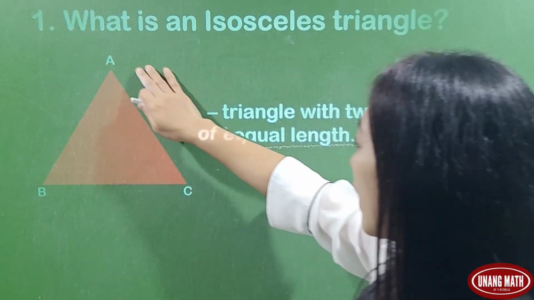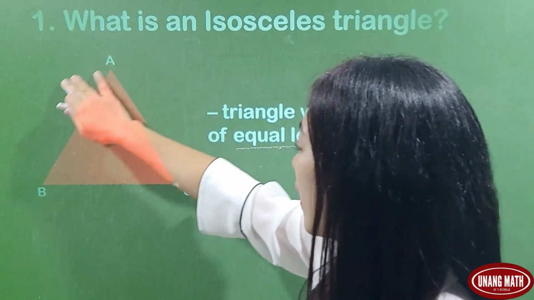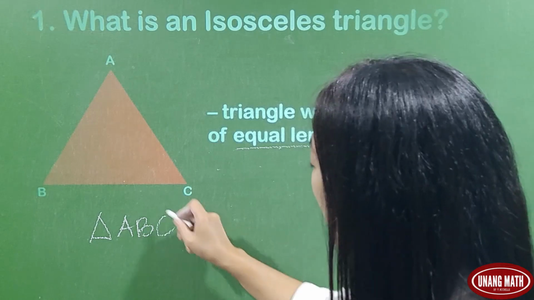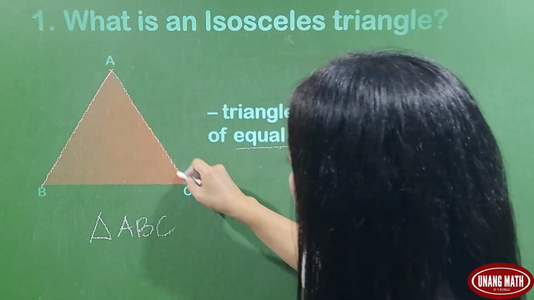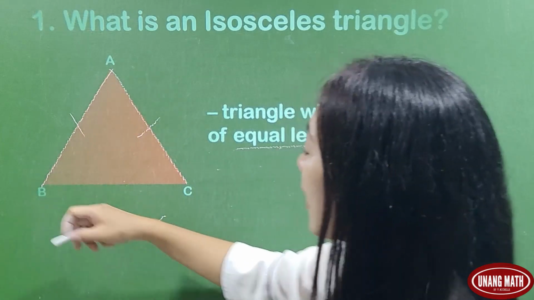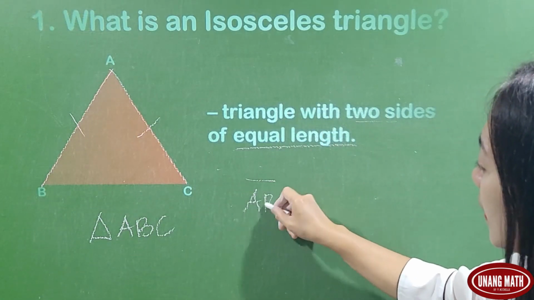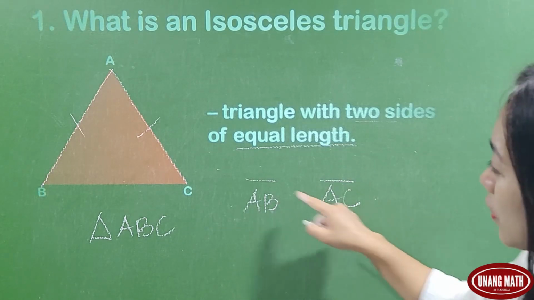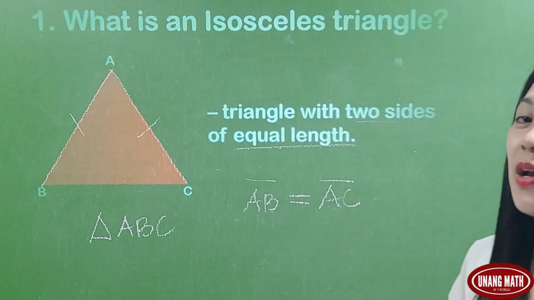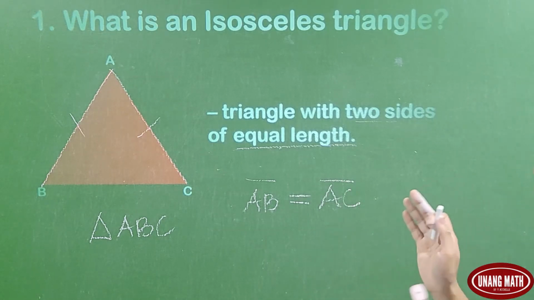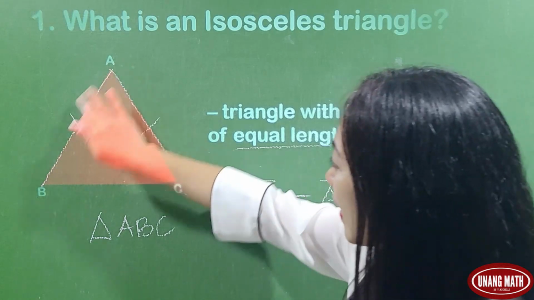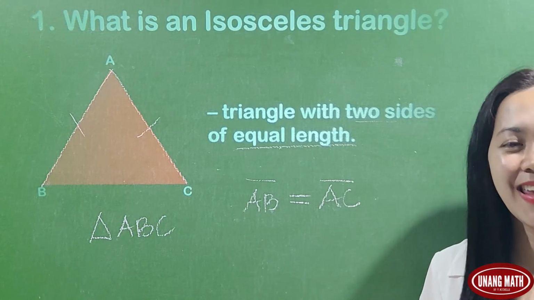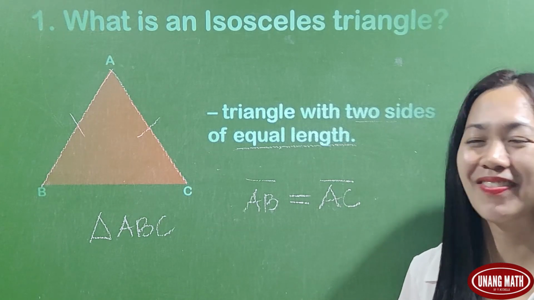Okay, example. If this is an isosceles triangle, so this is triangle ABC. This side is equal to this side. So we have side AB or segment AB and segment AC. These two sides are equal in length. So when you see a triangle that has two equal sides, then that means the triangle is an isosceles triangle.